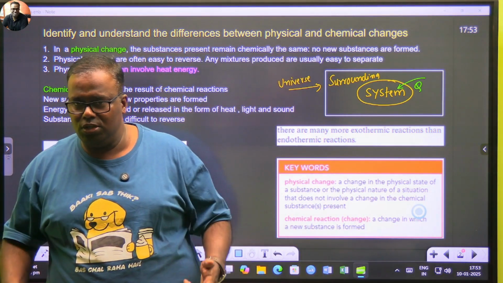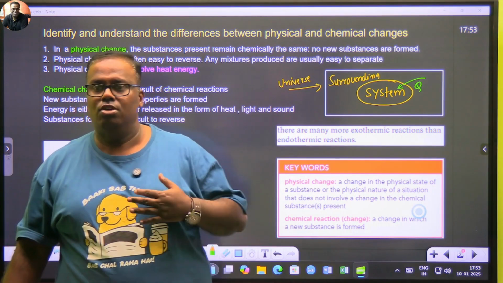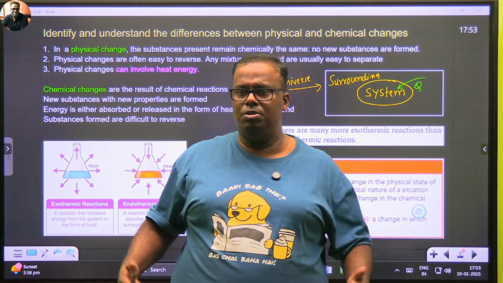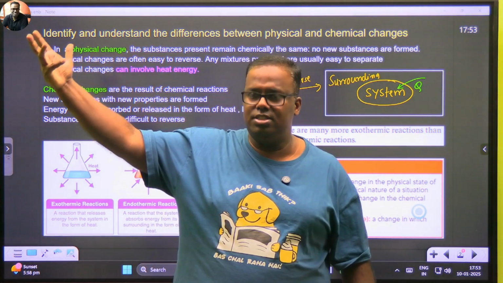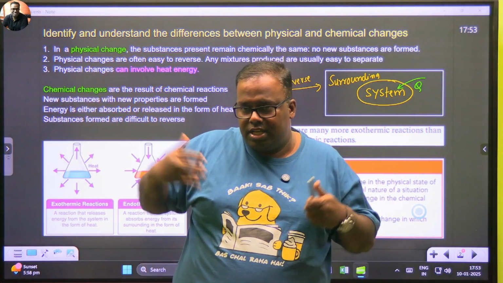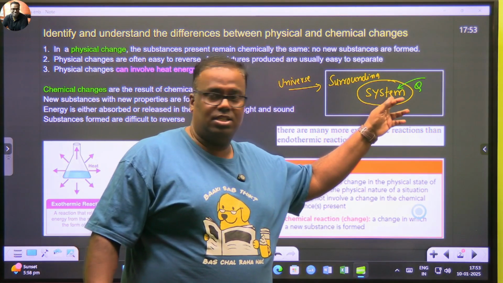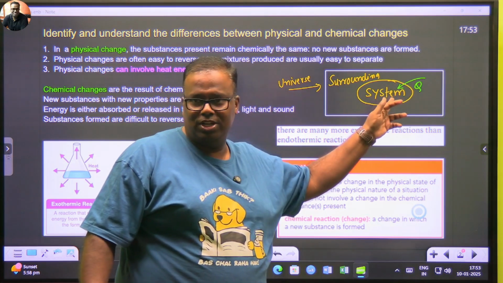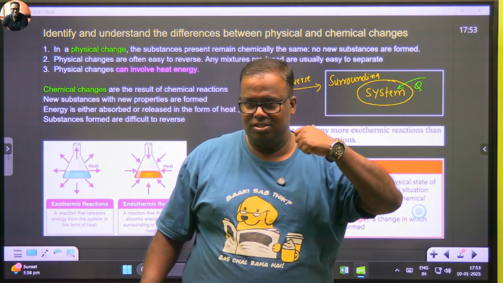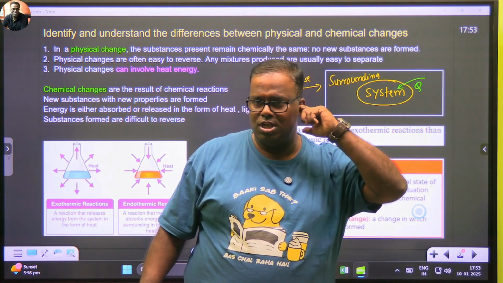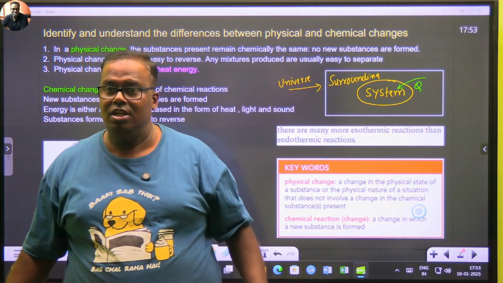Is it an endothermic process or an exothermic process? We say melting of glacier is an endothermic process. Unless the sun shines, unless the glacier takes in heat inside, how do I melt? So if glacier is the system, heat came from the surrounding. Evaporation, endothermic process. Whenever there will be evaporation, area will cool.